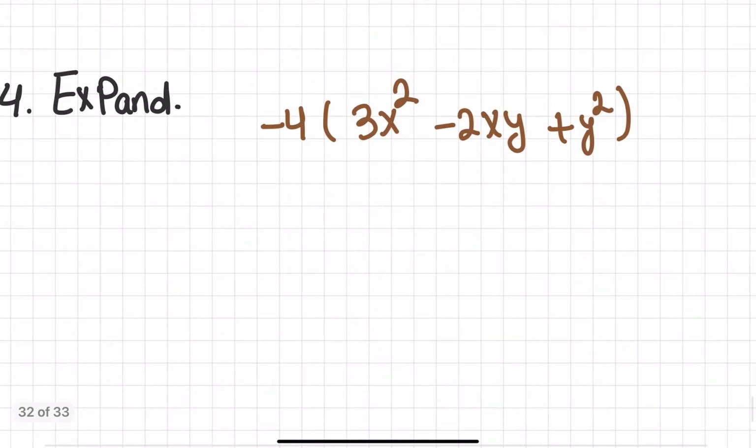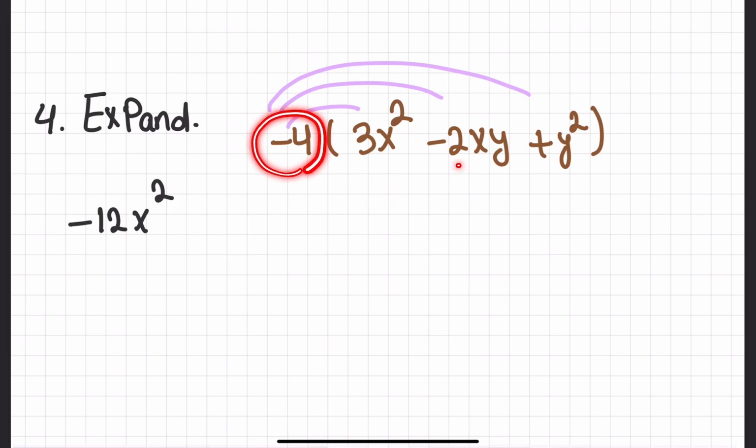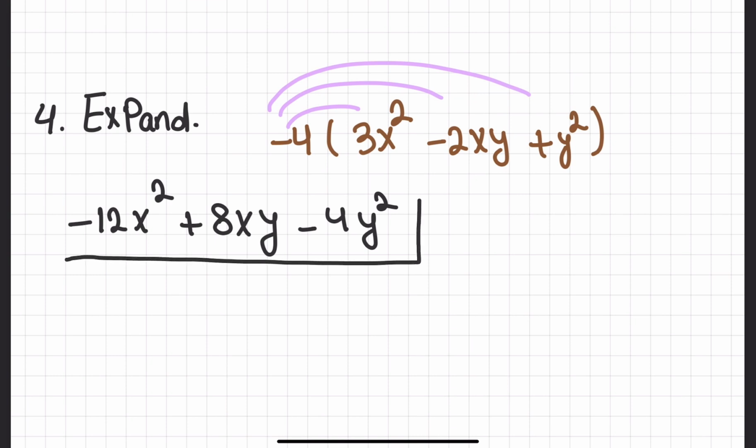So it says expand in the next question. Remember, you need to multiply negative 4 by the whole variables in the bracket. So it's negative 4 times 3x squared. It's minus 12x squared. It's negative 4 times negative 2xy. Negative times negative is a positive number. So it's going to be positive 8xy. And negative 4 times y squared is going to be minus 4y squared. And this is our answer also here.